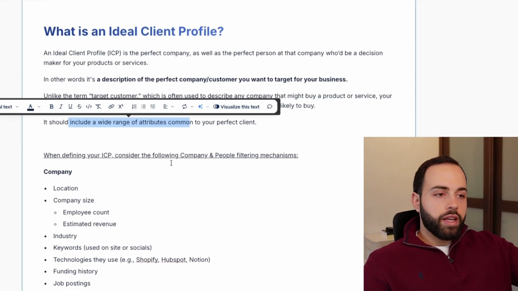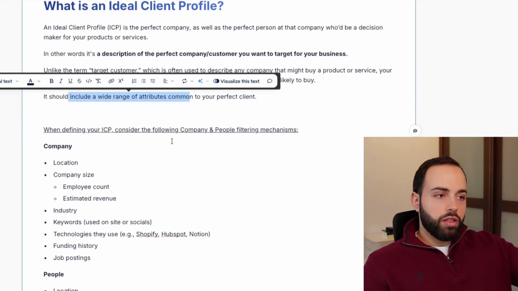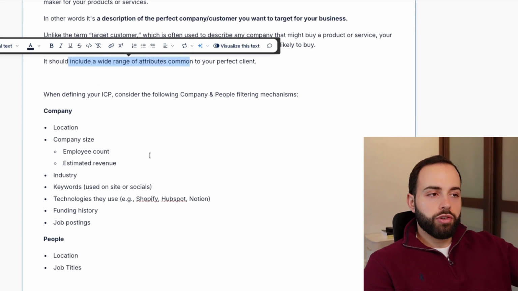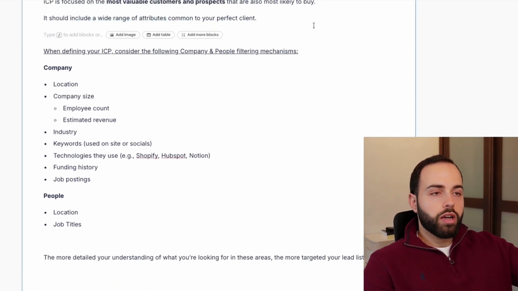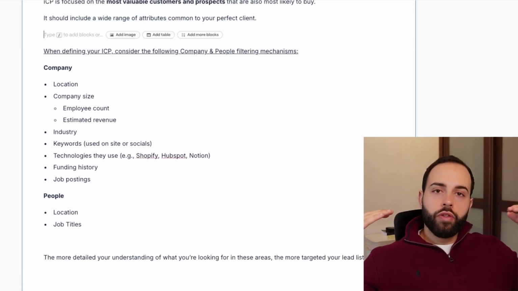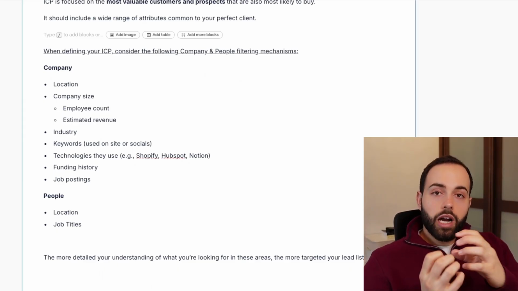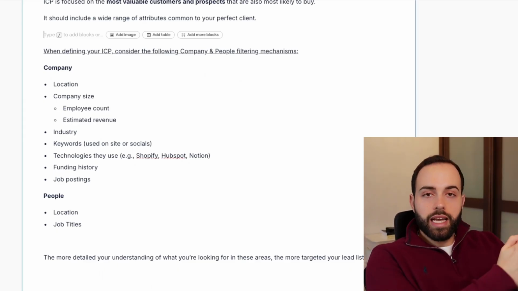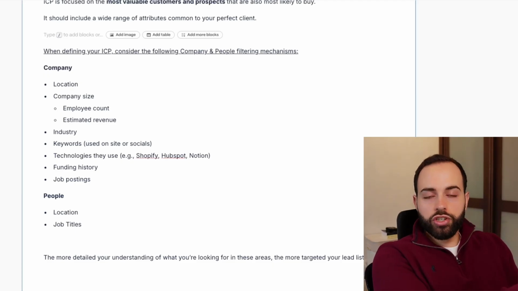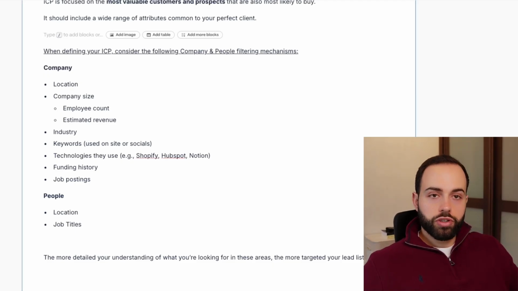Now, when defining your ICP, you need to consider the following company and people filtering mechanisms. In other words, when you think of your ICP, you should think about it on two levels, on a company level and on a people level. You want to find the exact companies that you should be targeting, and then the exact people within those companies that would be decision makers for the kind of product or service that you offer.